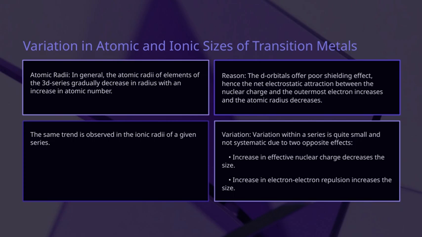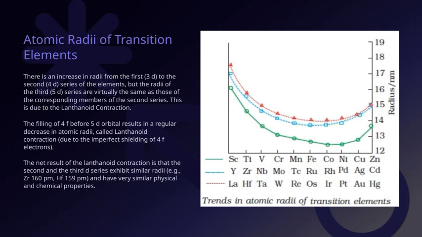The net result of the lanthanoid contraction is that the second and third d series, such as zirconium with a radius of 160 picometers and hafnium with 159 picometers, actually have very similar atomic sizes. This leads to them having quite similar physical and chemical properties. Now, this happens because the filling of the 4f orbitals before the 5d orbitals causes a steady decrease in atomic radii, which is known as the lanthanoid contraction. It occurs due to the imperfect shielding effect of the 4f electrons. They don't shield the nuclear charge as effectively as other electrons might.